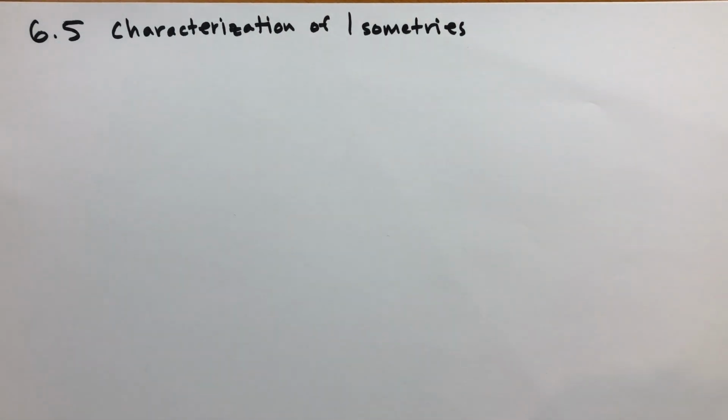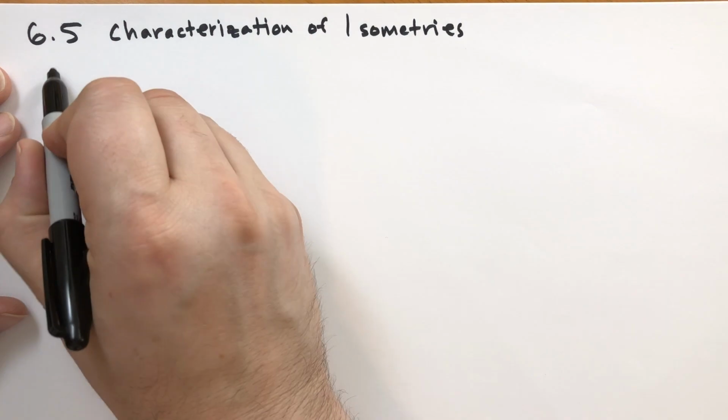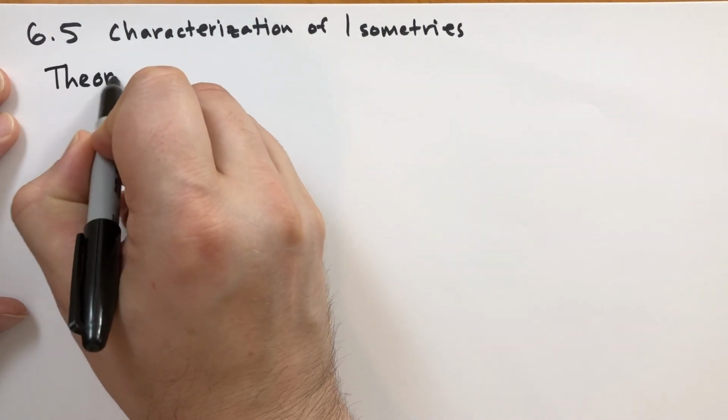This is chapter 6, section 5, Characterization of Isometries. In this section, we're going to try to list all the possible isometries, and we're going to do it with 3 more theorems, I think, 4, 5, and 6, yes, that build on the same pattern we used for Theorem 3. So let's remind ourselves what Theorem 3 from this chapter looks like.